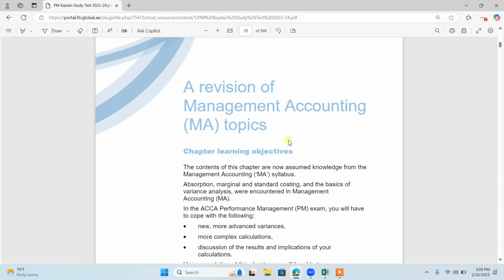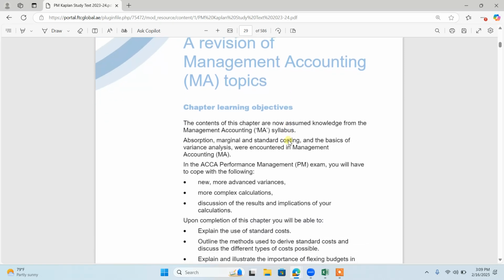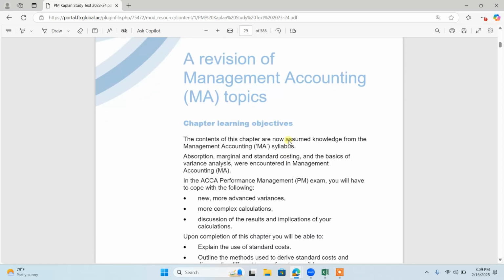We are going to discuss absorption costing and marginal costing in this chapter, and how they are different from each other. But in this video, I'm not going to focus on the theoretical concepts because we have already discussed this in the previous subject. Yes, I'm going to solve some illustrations given here in this chapter, using MS Excel.